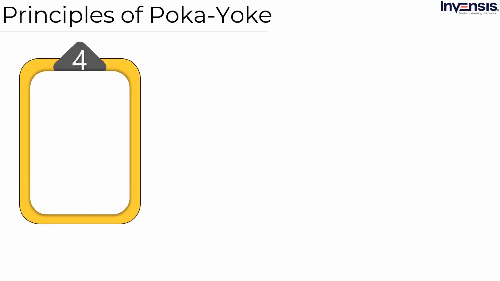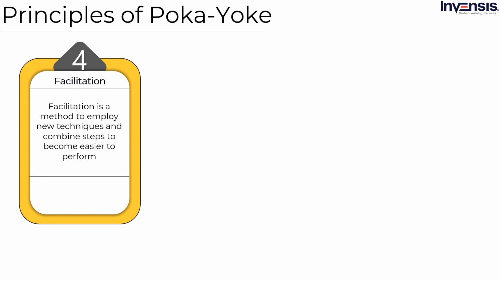Further, we have facilitation. Facilitation is a method to employ new techniques and combine steps to become easier to perform. Visual color aids will help the workers label or mark different parts to ensure that proper assembly is done.